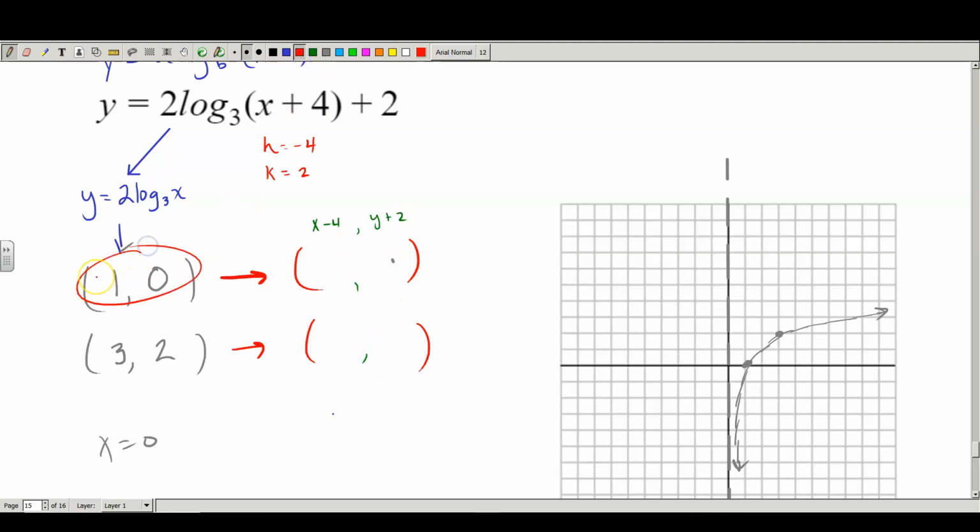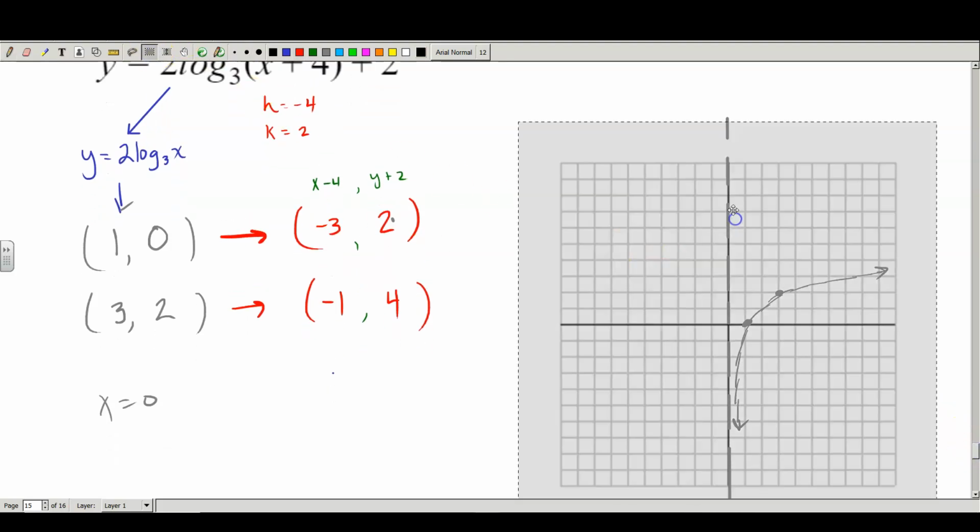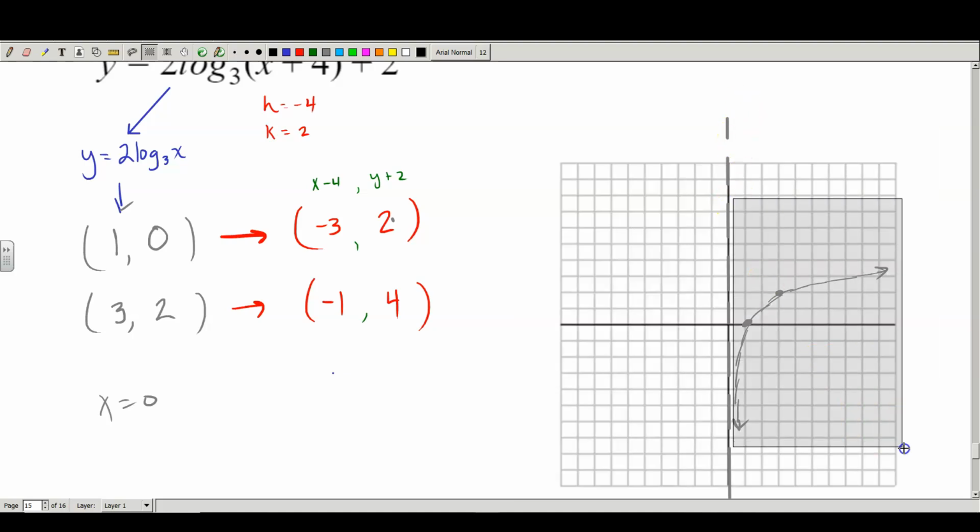So let's look at my key points. 1, 0 is going to become -3 and 2. And my 3, 2 is going to become -1 and 4. So those are my 2 points that I can plot now. So let's go ahead and take this. And again, I'm going to shift to the left 4. 1, 2, 3, 4. Go up 2, 1, 2. And those should be my new points. -3, 2 and -1, 4.